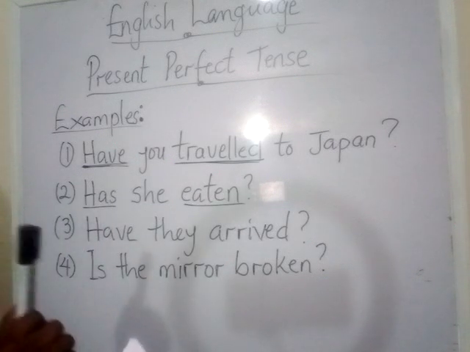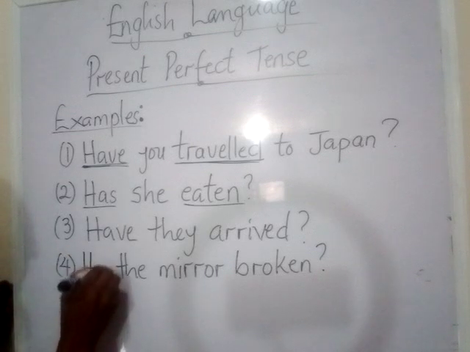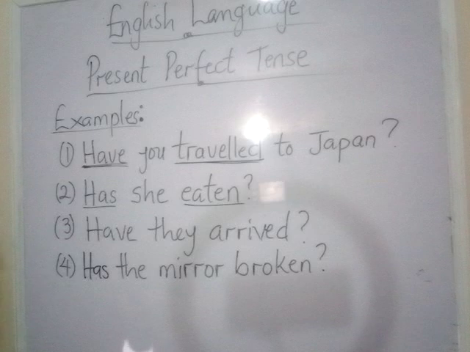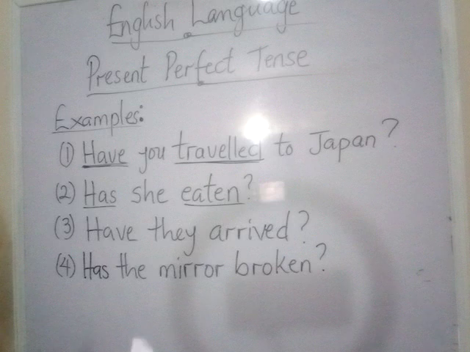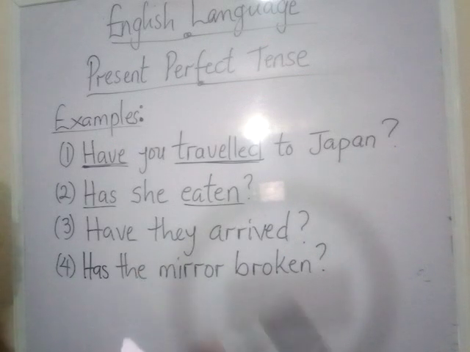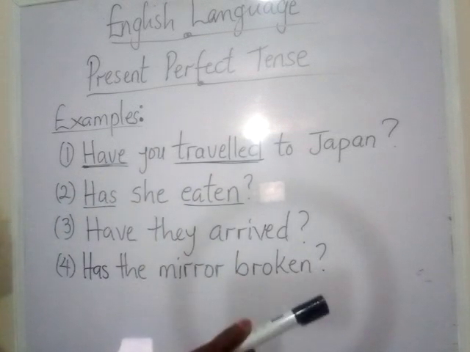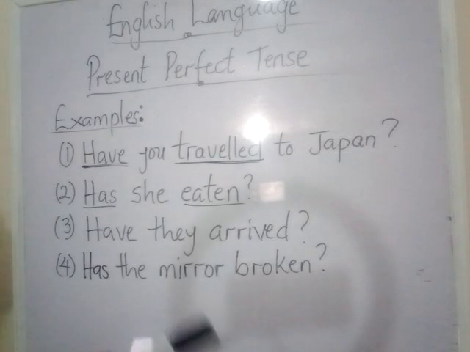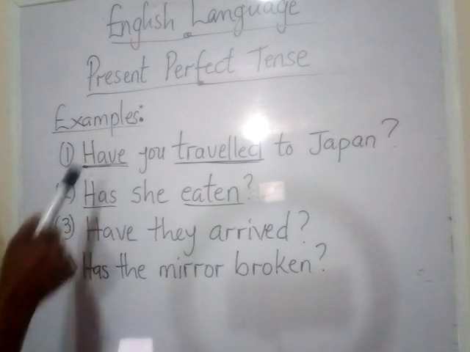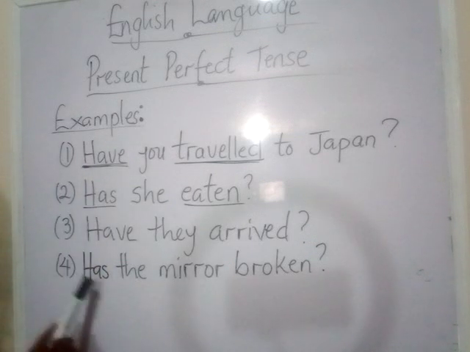Mirror is one thing. So, sorry. This is supposed to be has the mirror broken? Has the mirror broken? So because the mirror is also one, so what we have here is has as well. But they is plural, is more than one, so you use have. And you here is the person that is being referred to. You can't say has you traveled. Okay, it doesn't even sound right. Has I traveled? No. So if it's I or you, it always goes with have. And then when it is more than one, you also use have. But otherwise, singular, it is has.